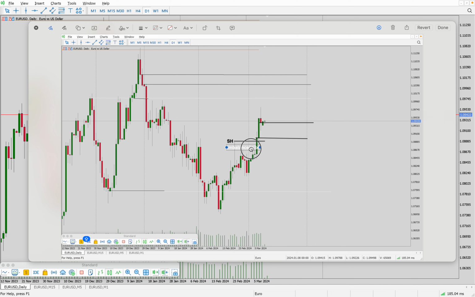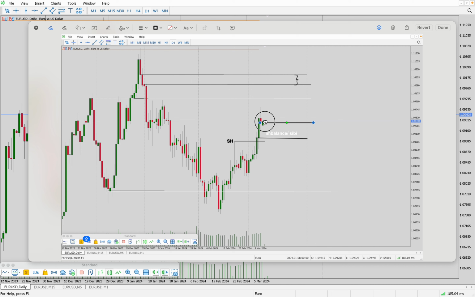This is the structure we're looking for then. Sell side imbalance, buy side inefficiency. This is the buy side inefficiency. Alright. Can price go lower than that? What am I looking for in this context?